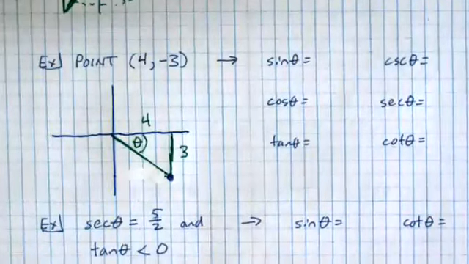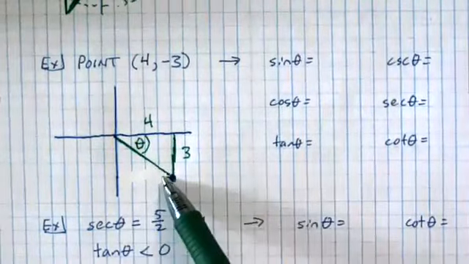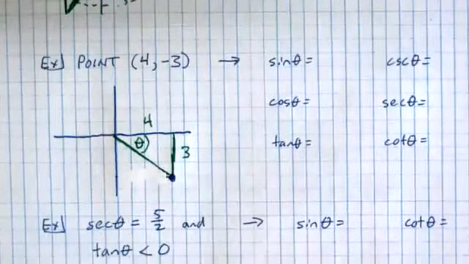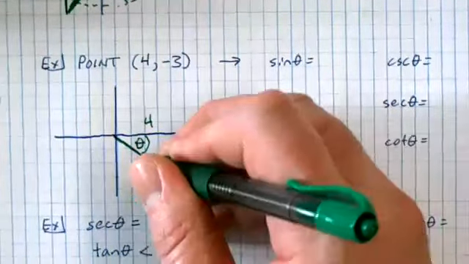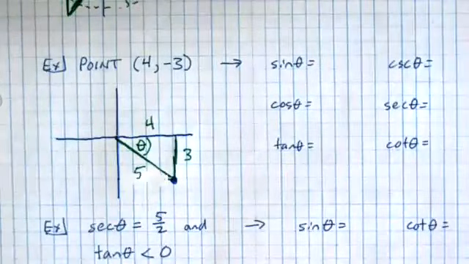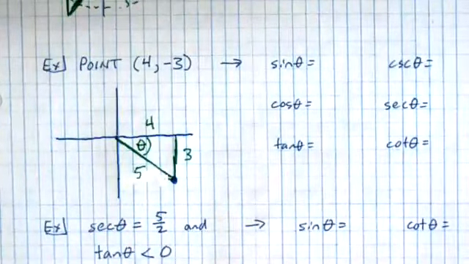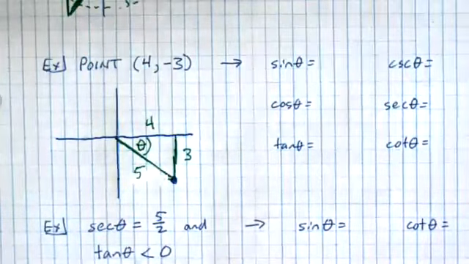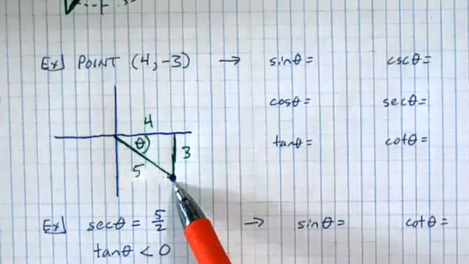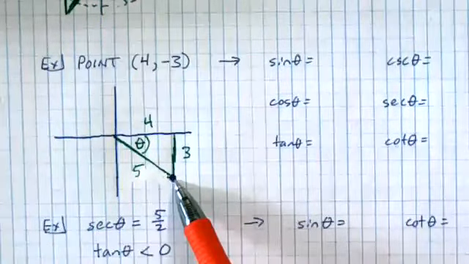And who knows their Pythagorean triples? 3, 4, 5, right? We could do the Pythagorean theorem to find that 5, but let's just put that 5 in there. Great. So we're about ready to go. But again, just so we don't forget to do it, let's go through sine, cosine, and tangent in this quadrant, and let's label which ones are positive and which ones are negative.